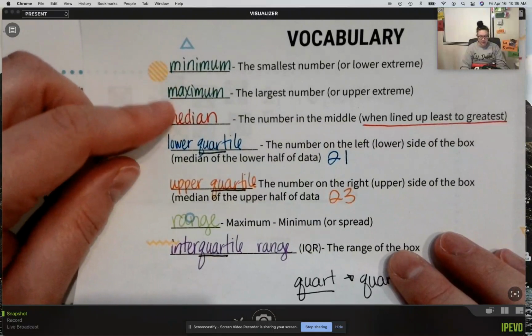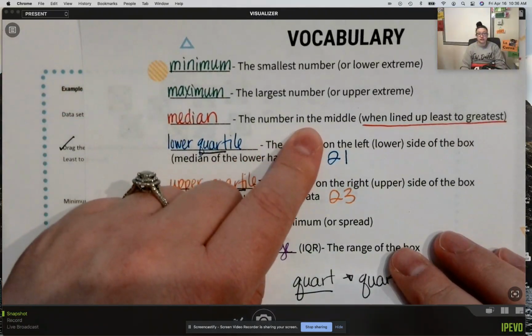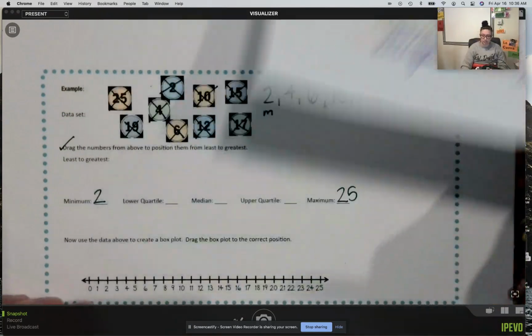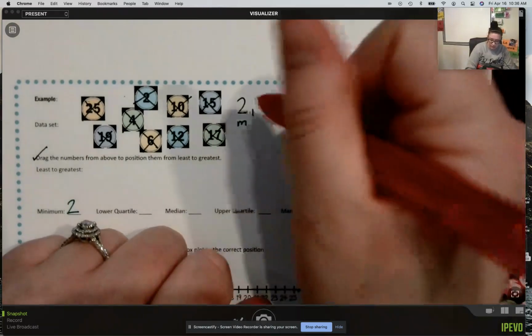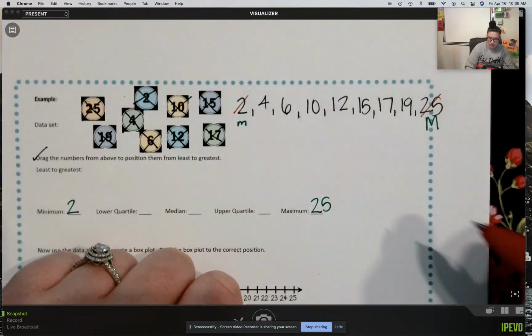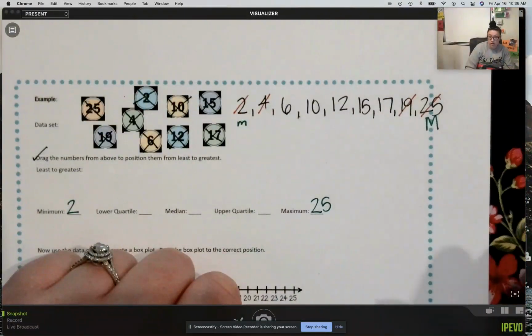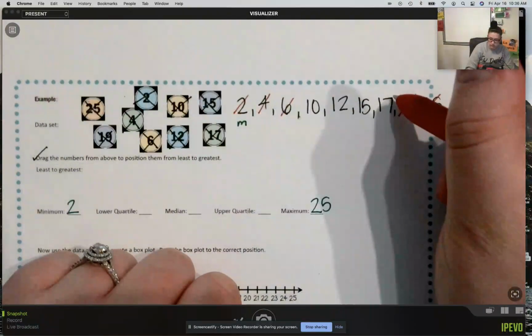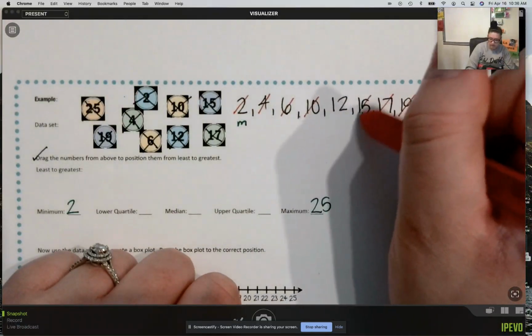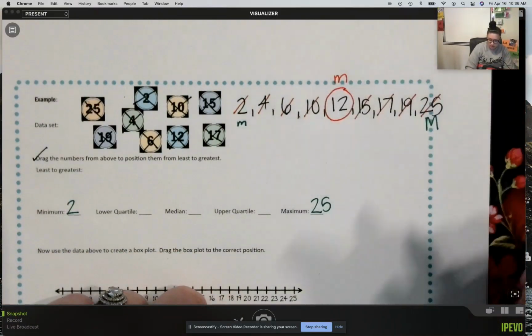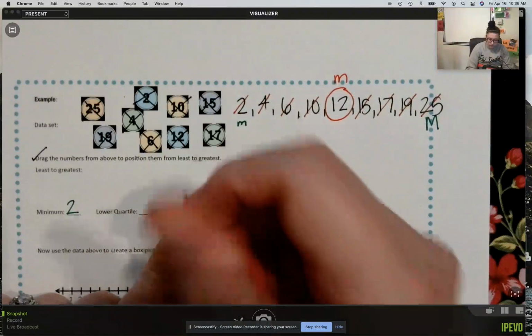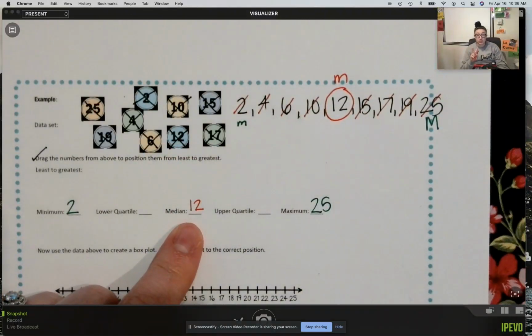After my minimum and my maximum, I like to find the median. Remember, that's the number that's in the middle when we line them up. So to figure out which one's the median, I'm just going to go back and forth between my two different sides and crossing out numbers till I see which one is in the middle. And as I cross out, I see I have one number in the middle. My median is 12. If there were two numbers in the middle, we would average them.